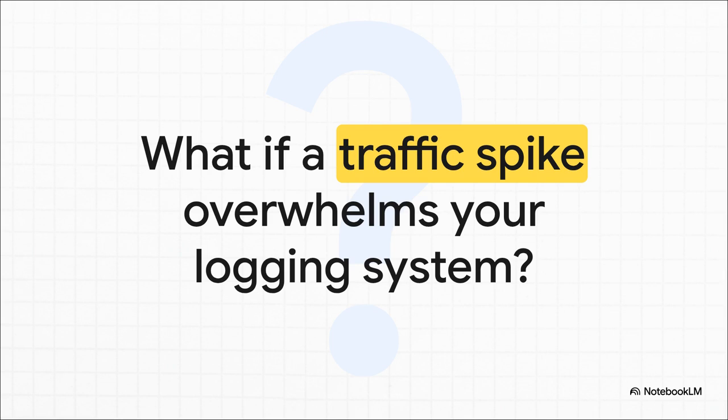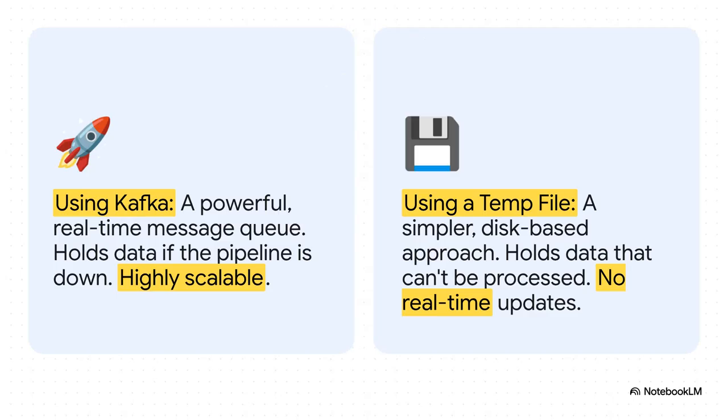You'd be flying blind. The solution, as highlighted in places like the Opstago blog, is to add a buffer. It's kind of like a shock absorber for your data. You've got 2 main options here. For a really big, scalable system, you can use something like Apache Kafka. It acts as a message queue, holding onto data and feeding it to your pipeline at a pace it can handle. Or for a simpler setup, you can just use a temporary file system to hold data that can't be processed right away.